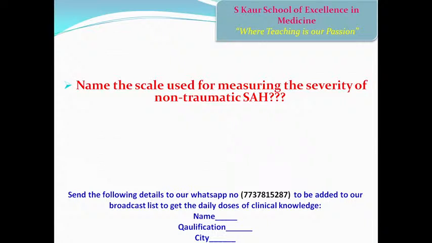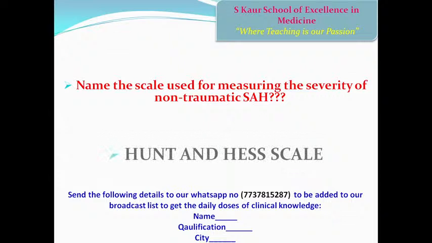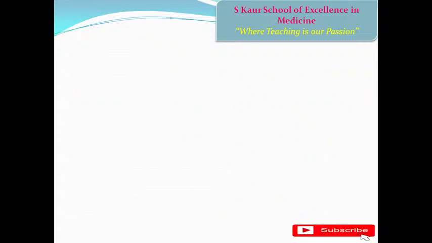So Pallavi Joshi, Hunt and Hess scale. Don't know, sir. Okay. Are you sure that it is Hunt and Hess scale? Anyone else? Afrin Hussain also, Hunt and Hess scale. The scale used for measuring the severity of non-traumatic SAH. So you people are very right. Moving towards the answer, that is Hunt and Hess scale. Whoever doesn't know, please do mention it in your notebooks and do remember.